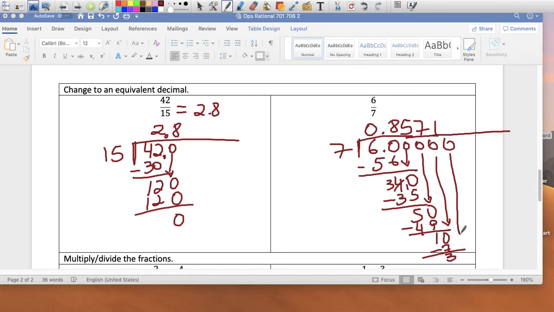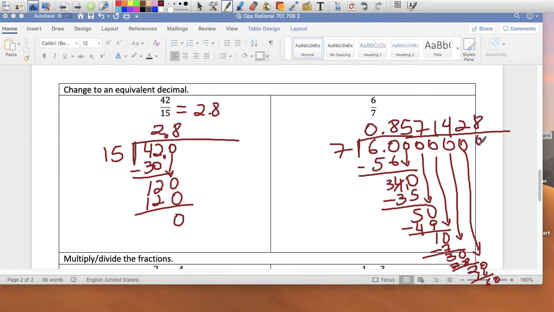I'm just going to keep going for a little bit more. And 7 goes into 30 4 times, sorry, 4 times, which is 28. You're going to have a 2 left over. And 7 goes into 20 2 times. Okay, another 0 down, sorry. 7 goes into 20 2 times, which is 14. And you're going to have 6 left over. If you have 6 left over, you're going to start all the way from the beginning. And 7 goes into 60 8 times.